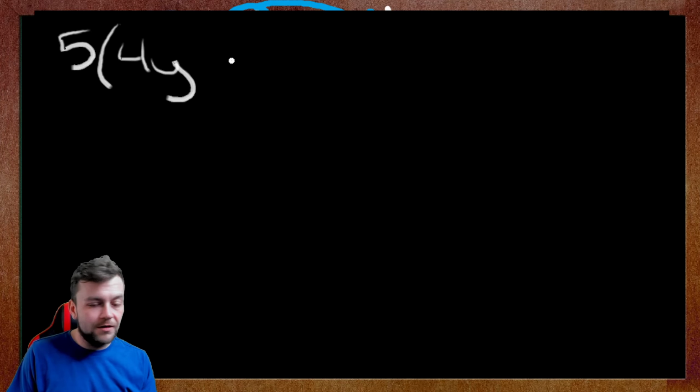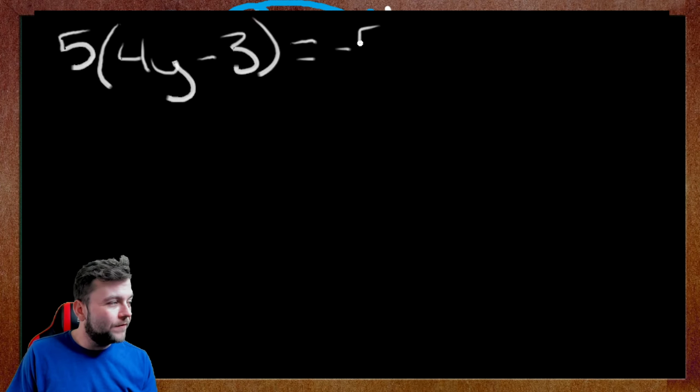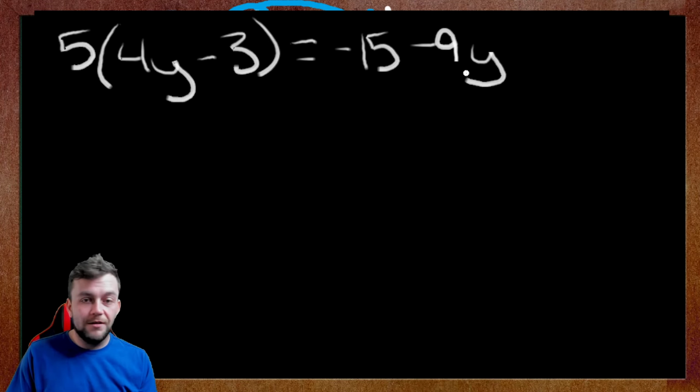Our next one will be a negative... Oh, no. Here. We'll do a crazy-looking one. So we have 5 parentheses 4y minus 3, and that equals negative 15 minus 9y. There we go.